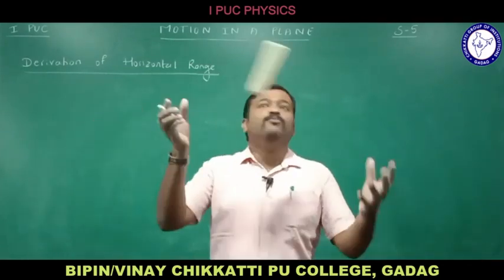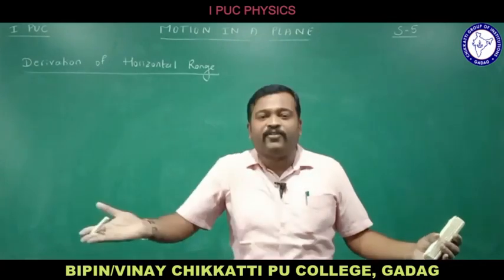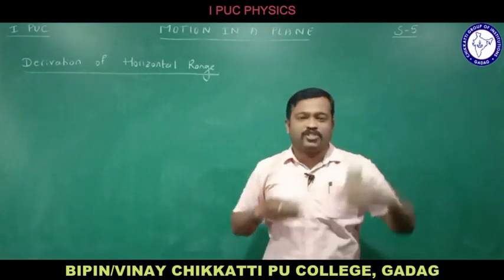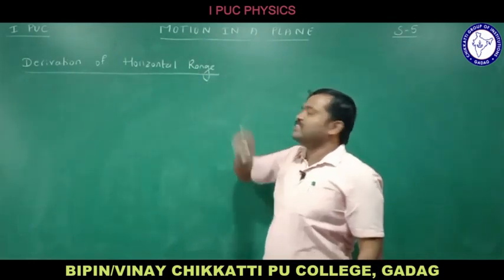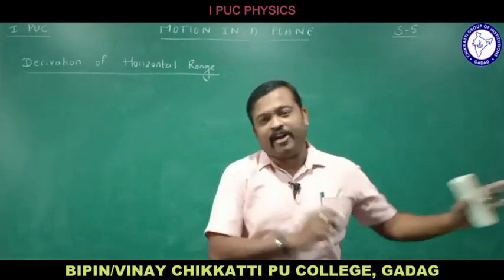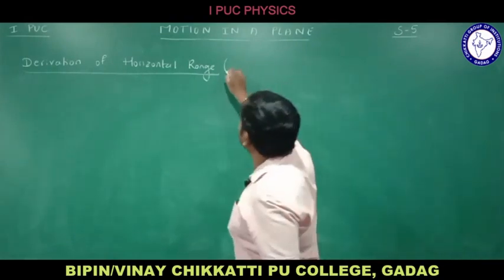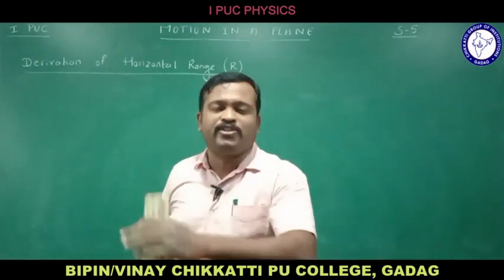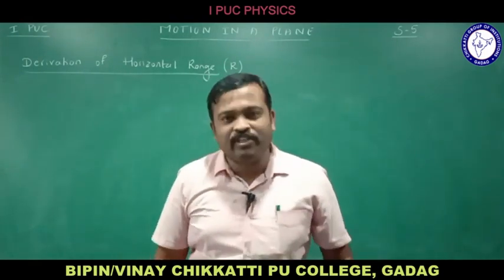For example, it moves like this. How much distance it covered horizontally? That is called horizontal range. Range is nothing but distance, right? Horizontal distance covered by the projectile during its motion is called horizontal range, and this horizontal range is denoted by capital letter R, and we are deriving the expression for horizontal range of the projectile.